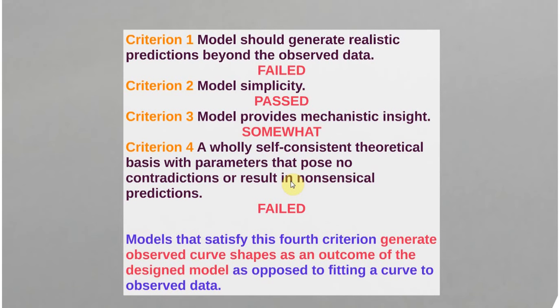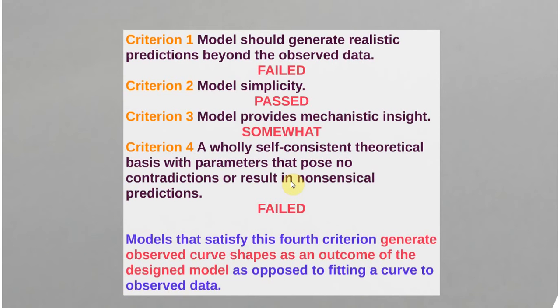So if we look at those 4 criteria, the parabolas do not generate realistic predictions beyond the observed data. We saw that from the image you just looked at. It is a simple model. However, it was simple at the expense of criterion 1 and some of the other criteria. It does provide us mechanistic insight. For example, I can take that value B, estimate it for different individuals, and see if, for example, someone with an eating disorder has a different value of B than someone without the eating disorder. So I can make comparisons. So it gives us some mechanistic insight. But it doesn't give us full mechanistic insight because we don't have the inflection point, which we definitely see.